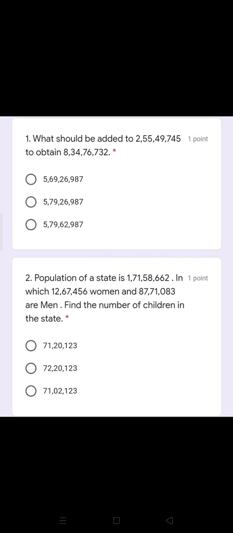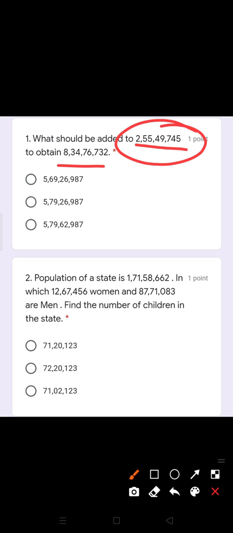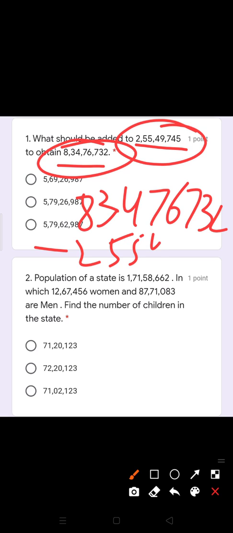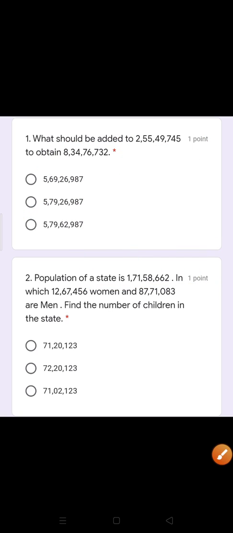So same in this question, you just need to subtract these numbers. You have to subtract this 2 crore 55 lakh 49,745 from 8 crore 34 lakh 76,732. You just need to subtract these numbers, and I hope you all know how to do the subtraction, and then you will get your answer. And in this case your answer is option number B, 5 crore 79 lakh 26,987. So now let's move forward.